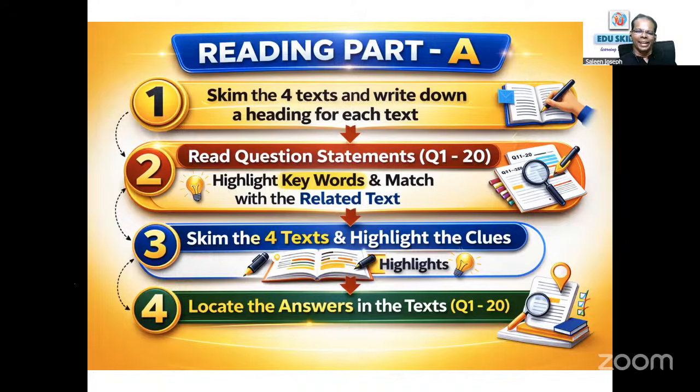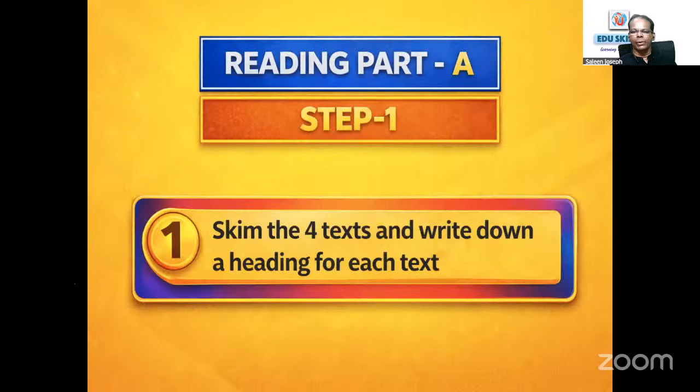That's it. Step 3 is skim the 4 texts and highlight the clues. Step 2 is skimming the questions to find out the keywords or hedging words. Step 3 is skim the 4 texts, text A, text B, text C, text D, taking a maximum of 20 seconds for each text. Then step 4, locate the answers in the text for 1 to 20. Finished.